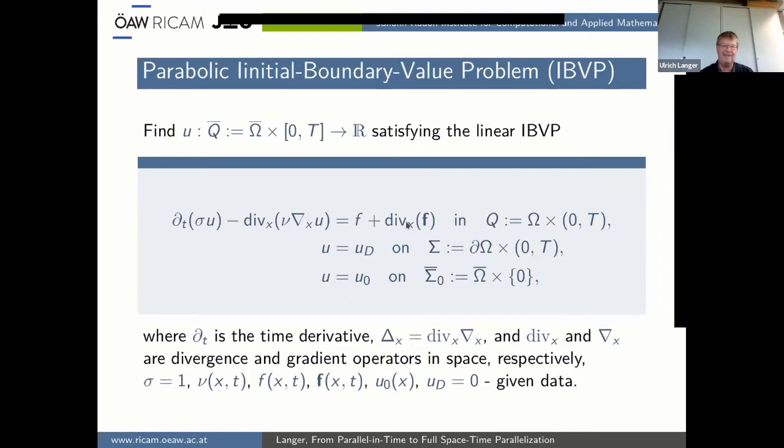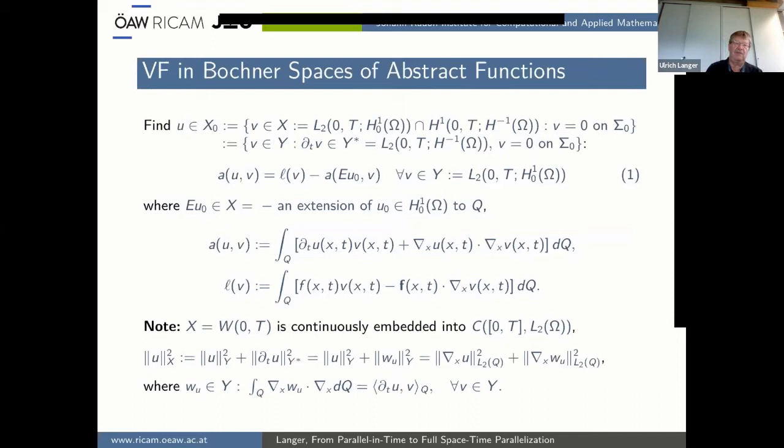The standard functional formulation we already saw in the Bochner spaces, this is the famous space W0T from Lions. We include here the boundary conditions; we cannot include the initial condition as an operator, but we use an extension from the initial conditions here. This is one possibility. And then you have the usual bilinear form and the usual linear form, so you have a variational problem like this. Of course, here you have a duality product.